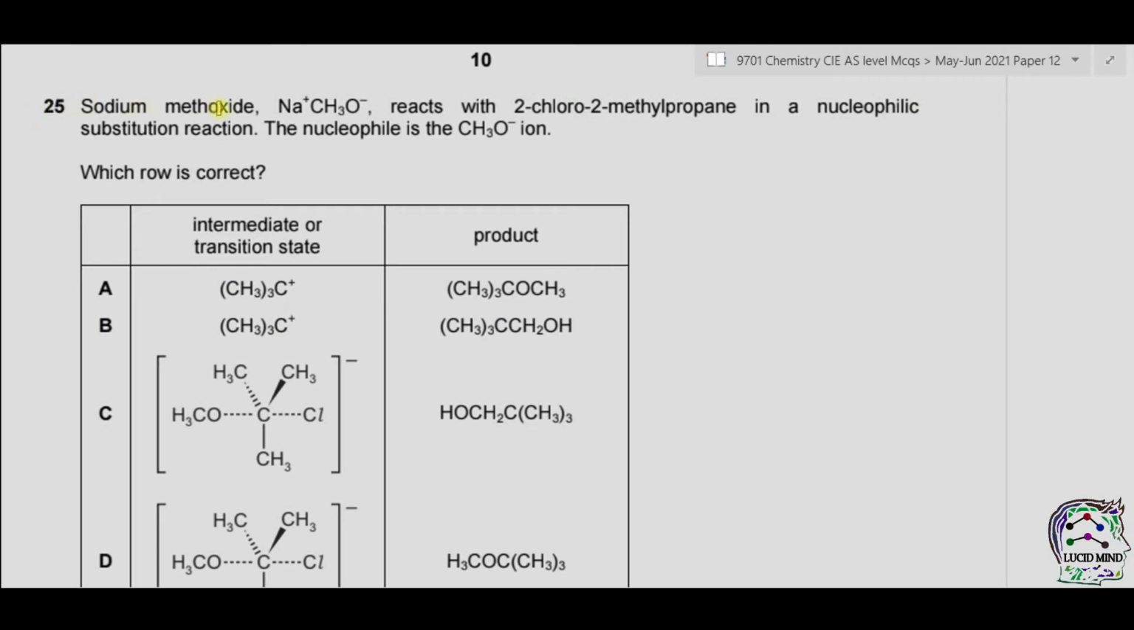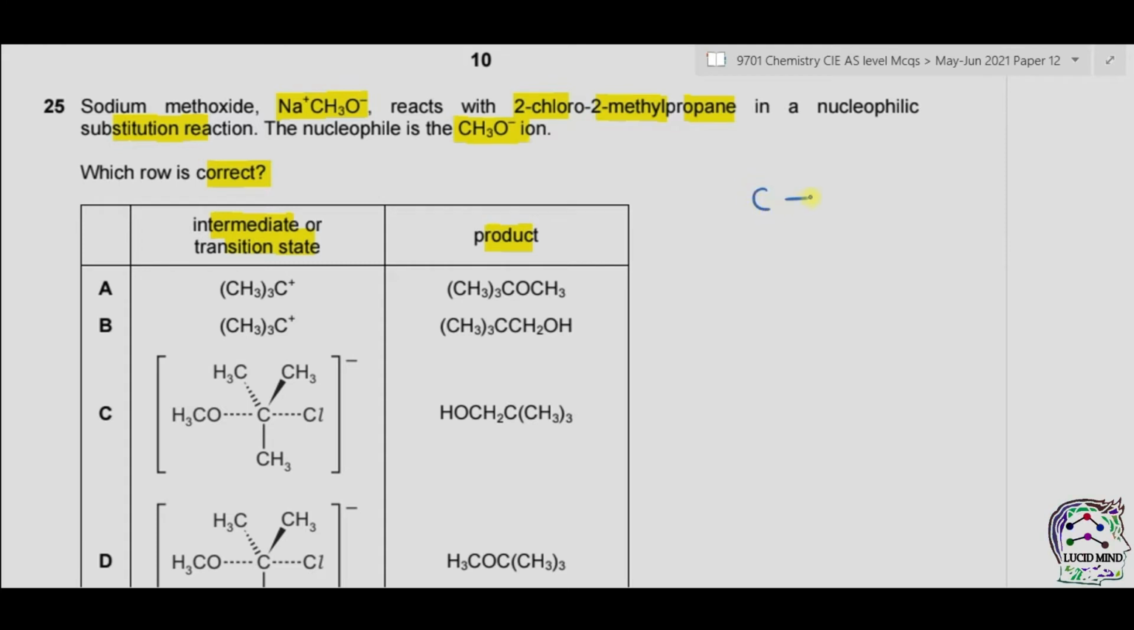Question 25. Sodium methoxide NaCH3O reacts with 2-chloro-2-methylpropane in a nucleophilic substitution reaction. The nucleophile is CH3O negative ion. Which row is correct? First one, we have to find the intermediate or transition state. Then we have to find the product.